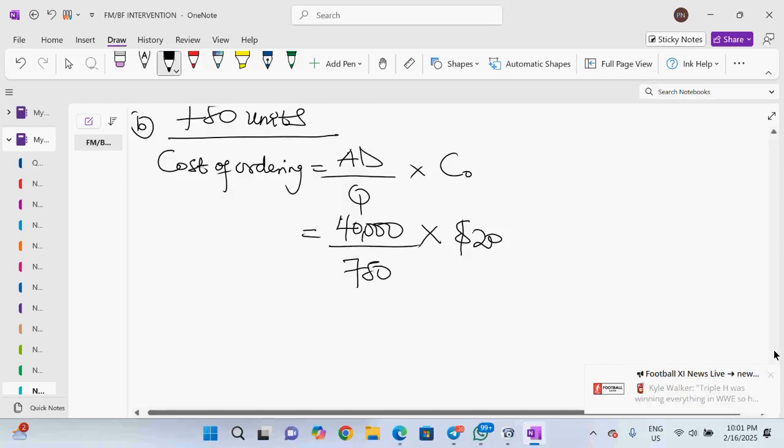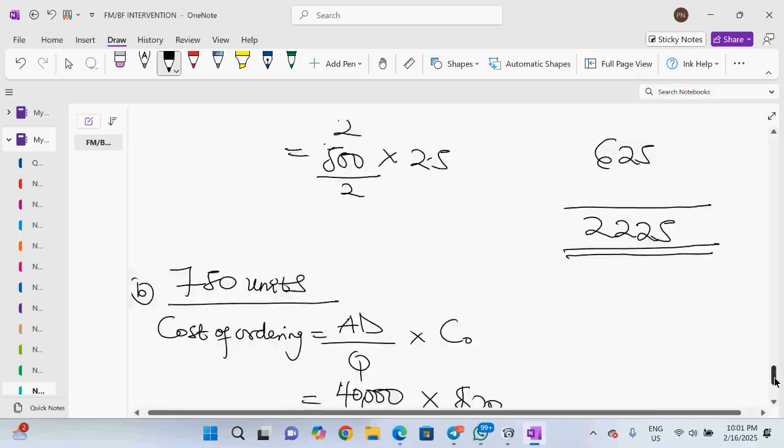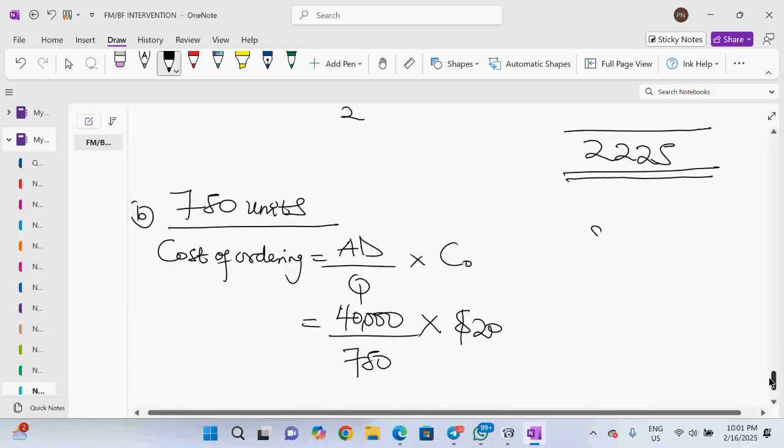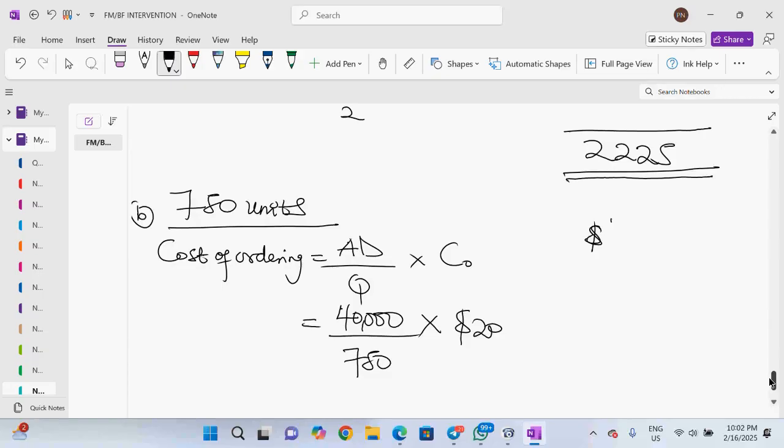1,066.66. Round it to the nearest whole number. So it will be 1,067.